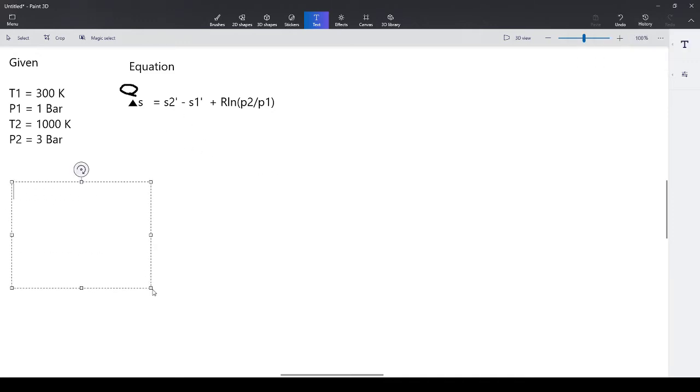So let's go ahead and write state 1. For state 1, we were given T1 is 300 and P1 is equal to 1 bar. Do we need the pressure for this part? Anybody? Do we need the pressure?